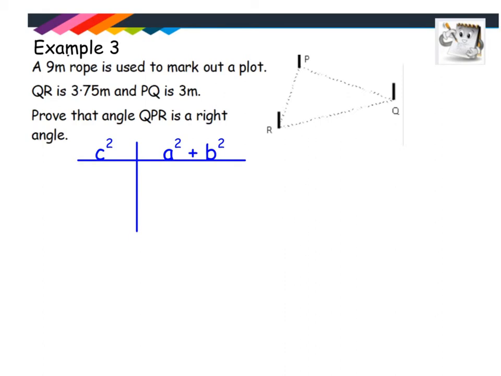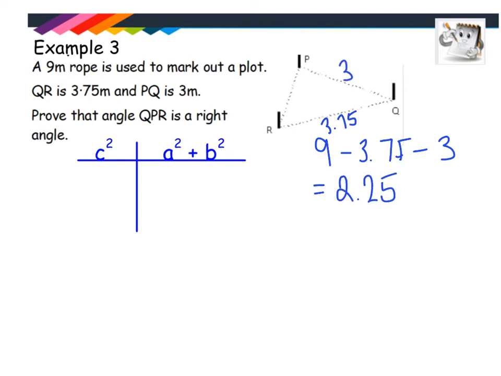So your first sum is to do 9 take away your 3.75, take away 3, which leaves us with 2.25. So one of our sides is 2.25. Okay, now it tells us QR is 3.75, PQ is 3, and we've already worked out this one here is 2.25. So this is obviously the one they're thinking is a right angle, QPR. So they're wanting you to test what P is.